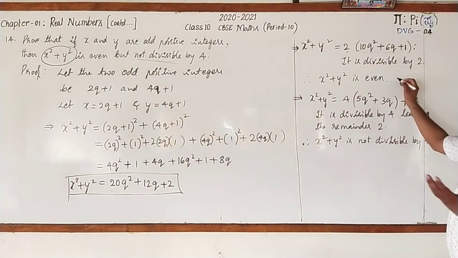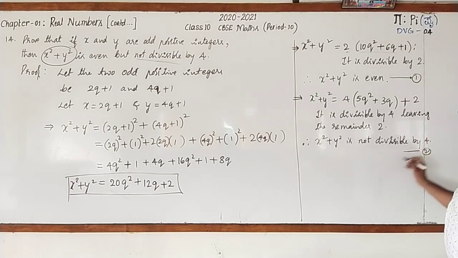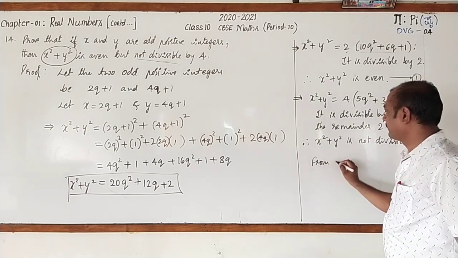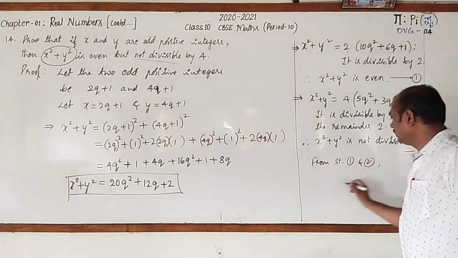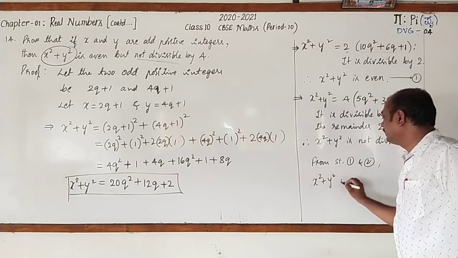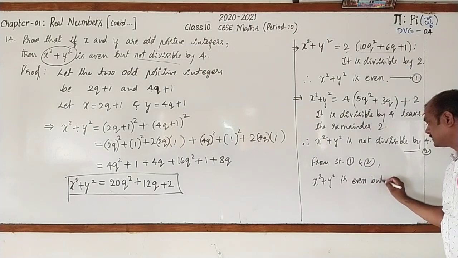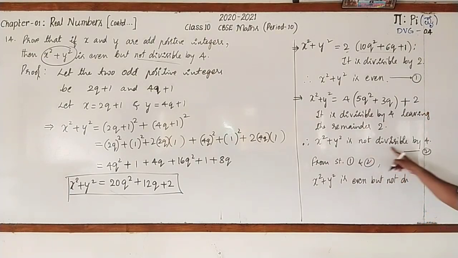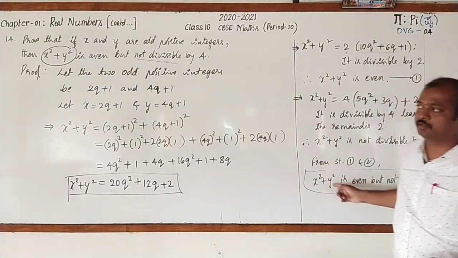You can write the conclusion from statement 1 and statement 2. What can you say? You can say that x square plus y square is even, but not divisible by 4. Clear? Yes. Please go ahead and copy from there to here.